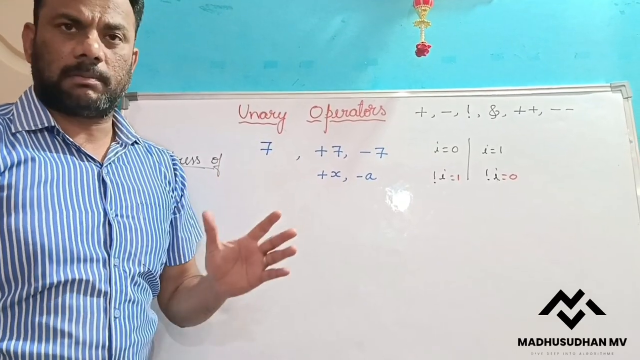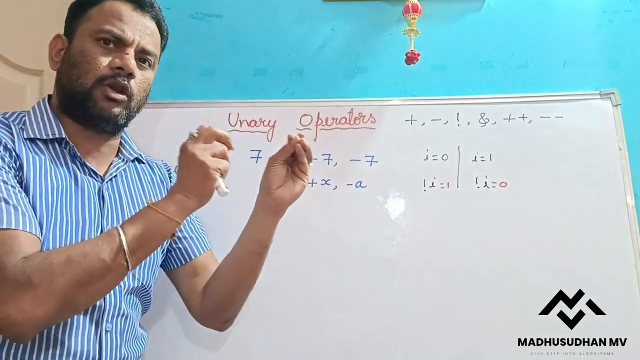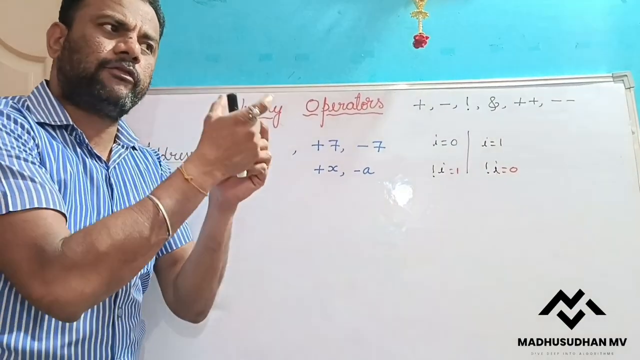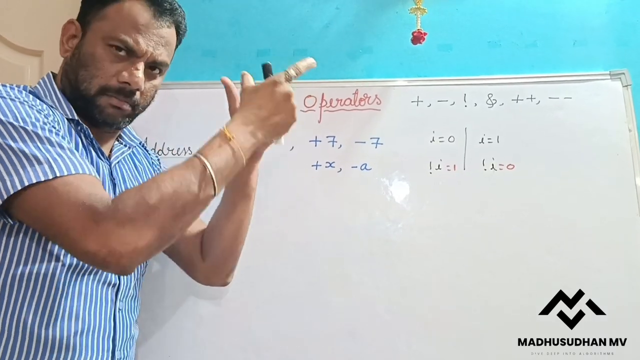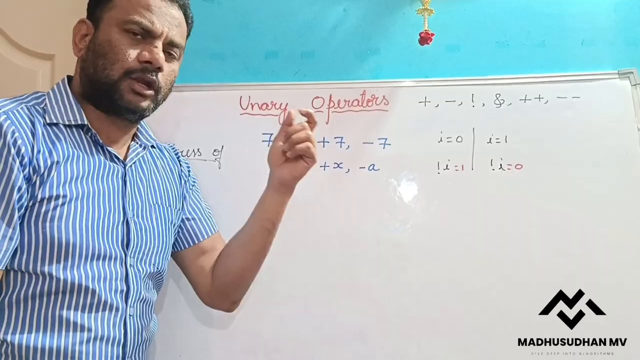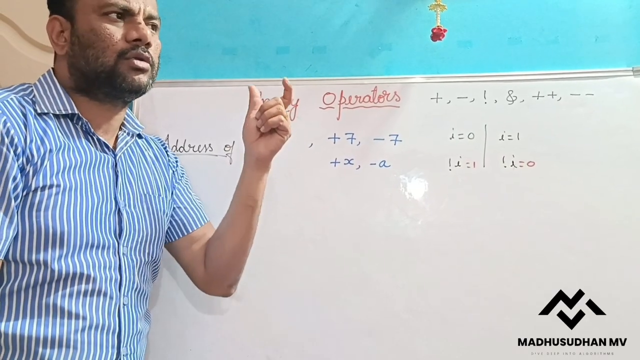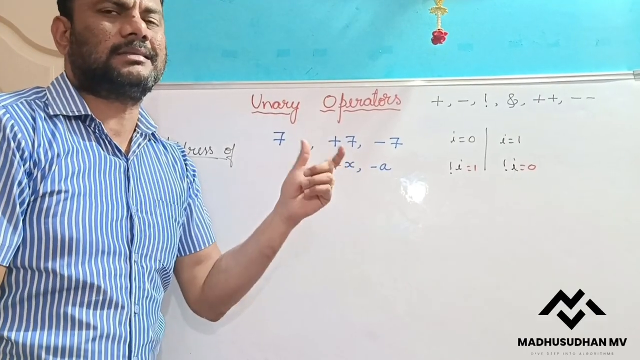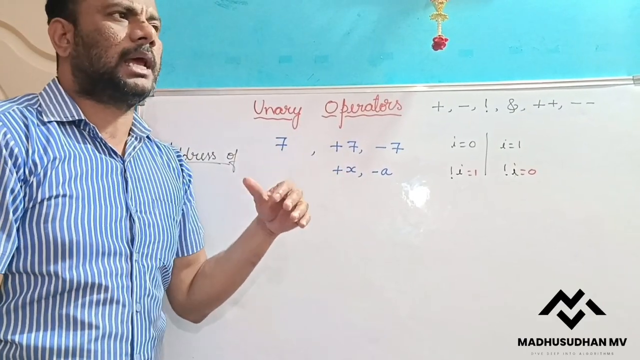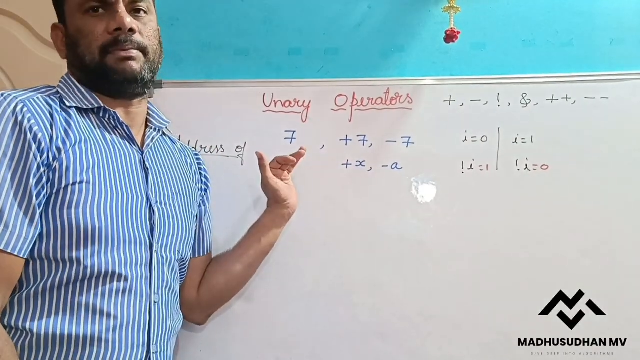See, I told you, a variable is nothing but some name given to a memory location address. That means every memory location in our main memory has a unique address. For that unique address, we give some name. That name given to that memory location address is called a variable. Sometimes I want to get that address. For that we use ampersand.